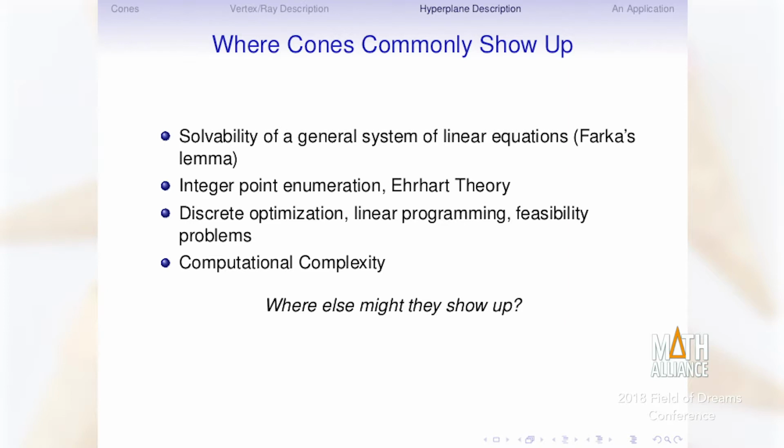Okay, so just to give a flavor of where these cones can commonly show up: in questions such as the solvability of a general system of linear equations, this is Farkas' lemma, cones will pop up here. If you want to count the number of integer points in some space, this is something called Ehrhart theory. You can think about cones in that setting. Also discrete optimization, linear programming, and feasibility problems, as well as computational complexity. So these are all areas where cones are a very typical object that show up.